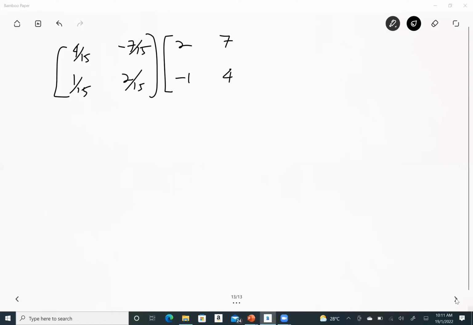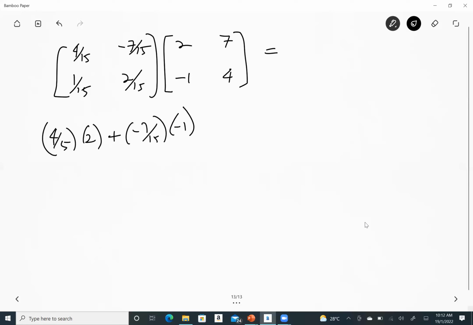So multiply out. You should get 1, 0, 0, 1. So we multiply term by term. So 4/15 times 2, row 1, column 1, plus negative 7/15 times negative 1. So what do you get here? Here is 8/15 plus 7/15, equal to 1.